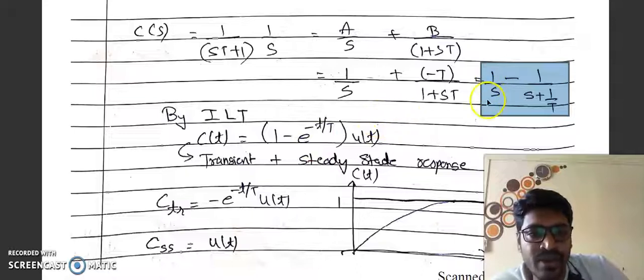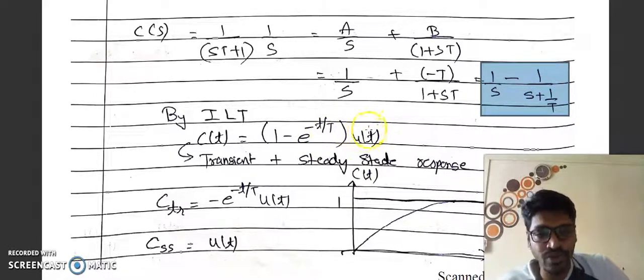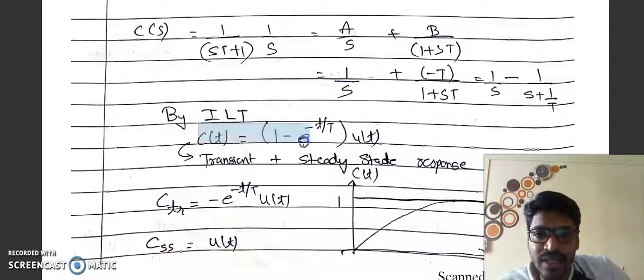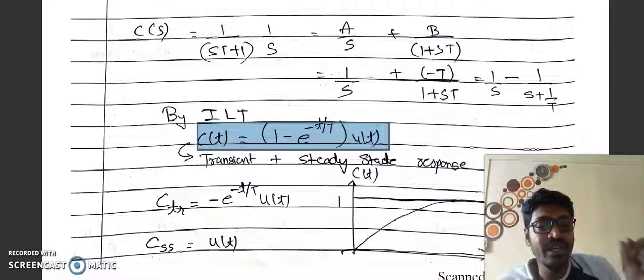So if you take the inverse Laplace transform of this term, 1 by s gives 1 into u of t, and minus 1 upon s plus 1 by T gives e raised to minus t by capital T into u of t. I will take u of t common, and then c of t will be 1 minus e raised to minus t by capital T into u of t. So what is this? This is nothing but the response of the system when I am giving a unit step as an excitation.